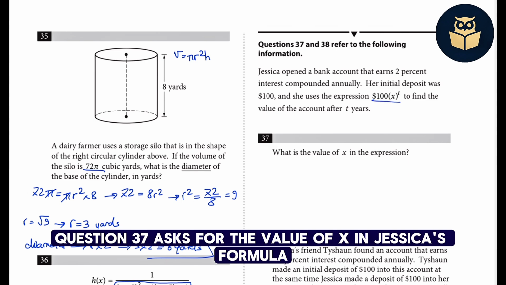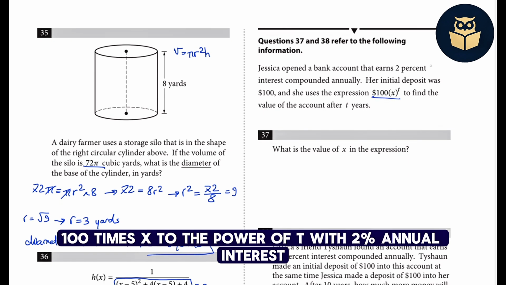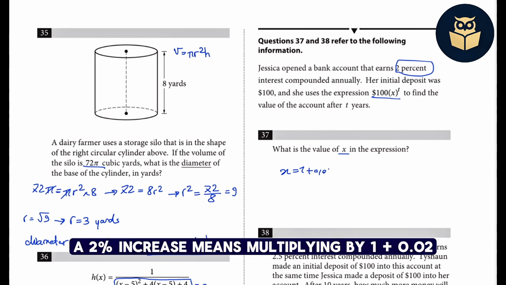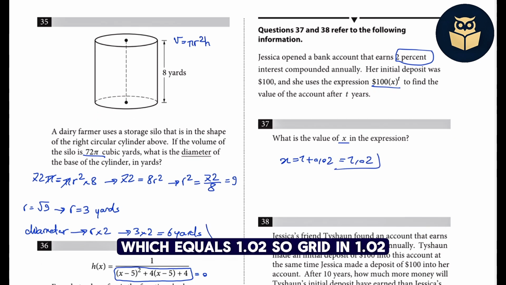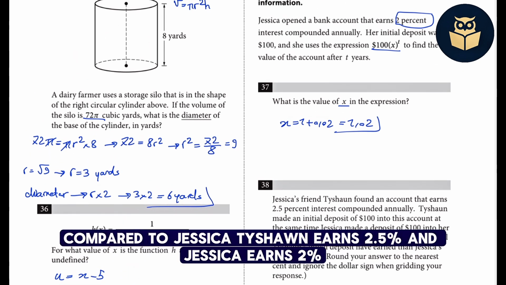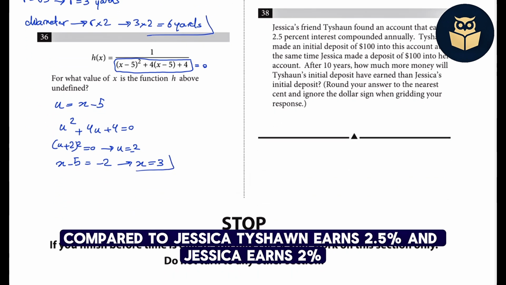Finally, questions 37 and 38 deal with Jessica and Tyshawn's savings accounts, both starting at $100. Question 37 asks for the value of x in Jessica's formula, 100 times x to the power of t, with 2% annual interest. A 2% increase means multiplying by 1 plus 0.02, which equals 1.02, so grid in 1.02. Question 38 asks how much more interest Tyshawn earns after 10 years compared to Jessica. Tyshawn earns 2.5% and Jessica earns 2%.